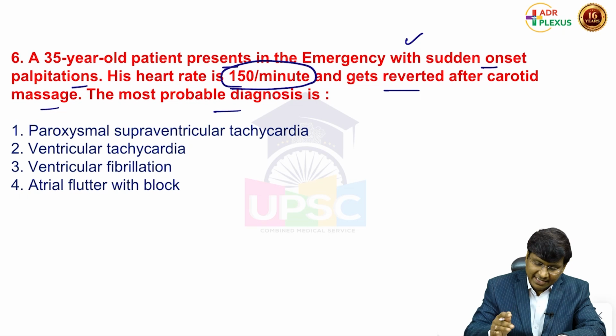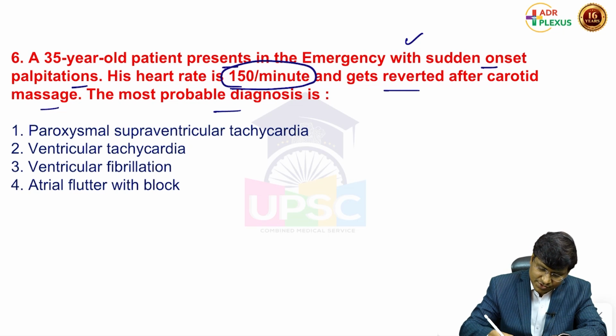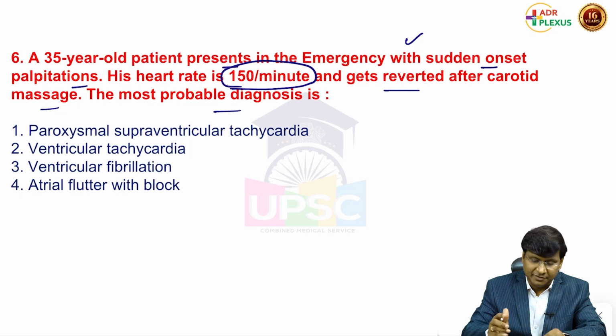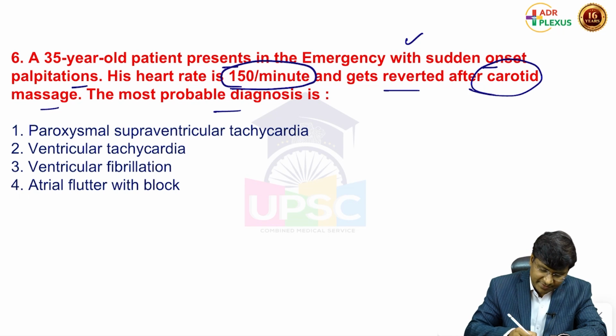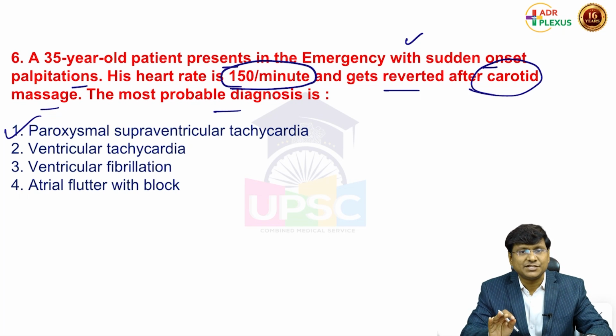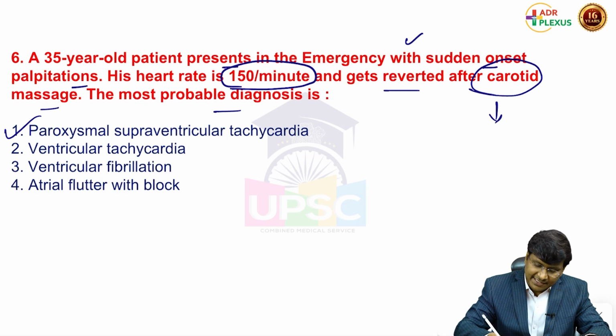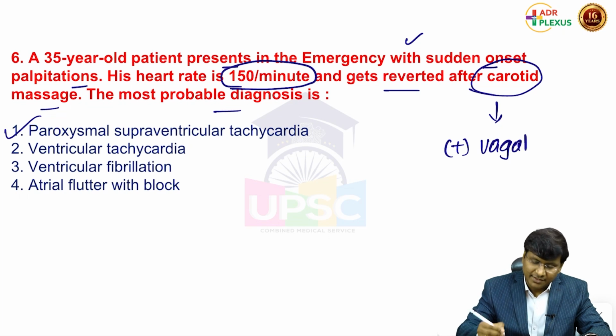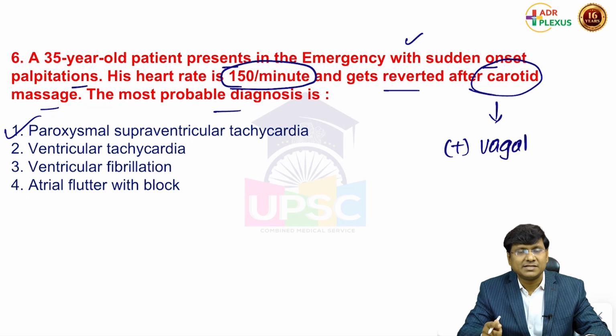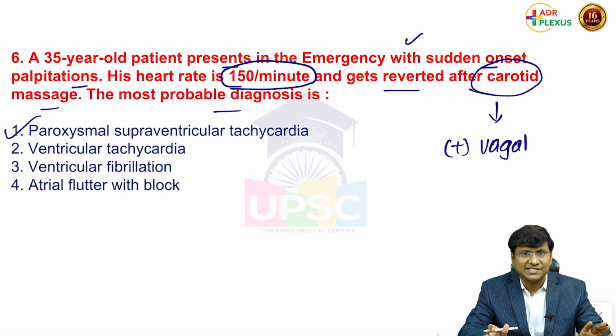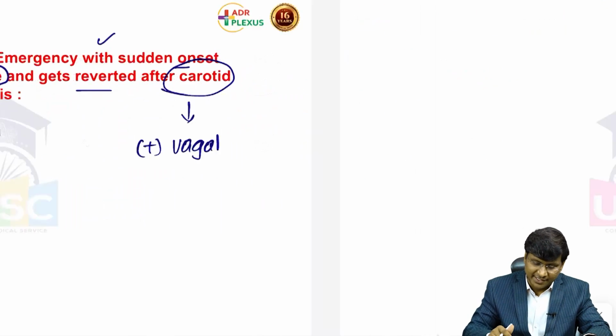So the patient is having palpitations and a heart rate of 150, and it is getting reverted with carotid sinus massage. That is very much suggestive of paroxysmal supraventricular tachycardia. Now, what exactly will the carotid massage do? It will stimulate the vagus nerve. It is a vagal maneuver which will cause AV nodal block, and that will suppress the development or progression of paroxysmal supraventricular tachycardia. Let me show you the ECG of paroxysmal supraventricular tachycardia.